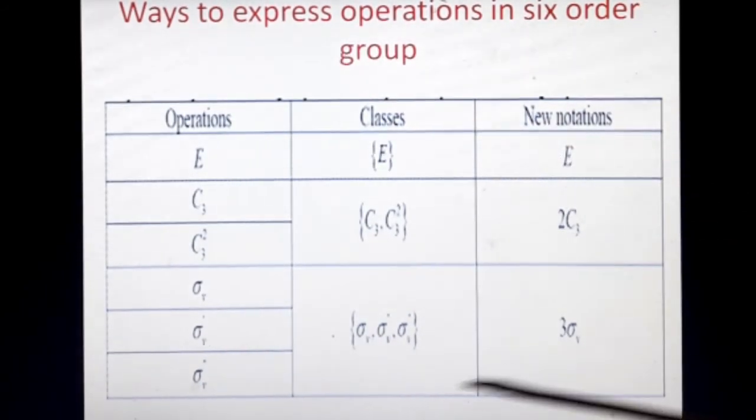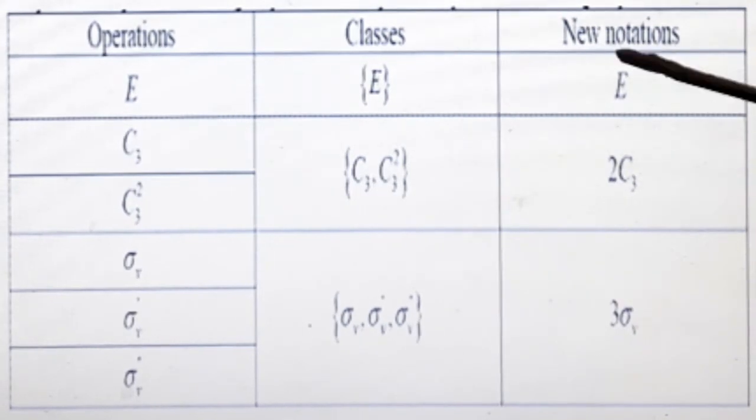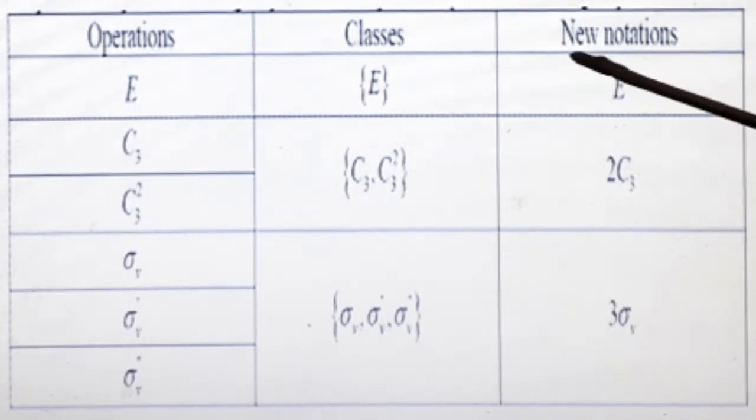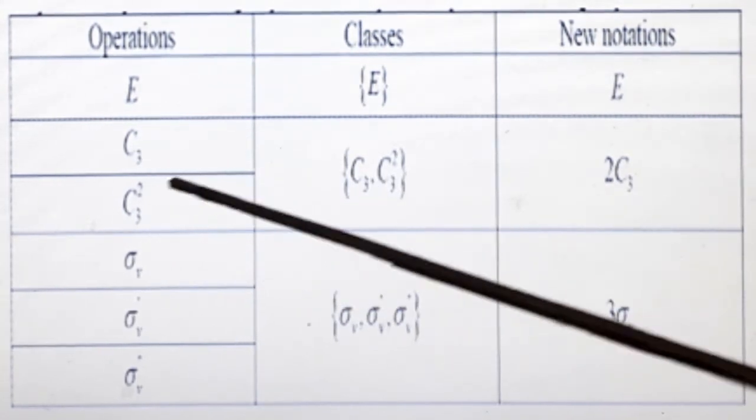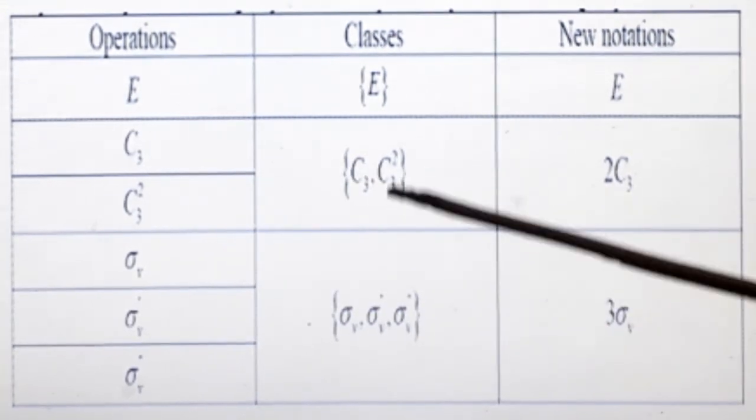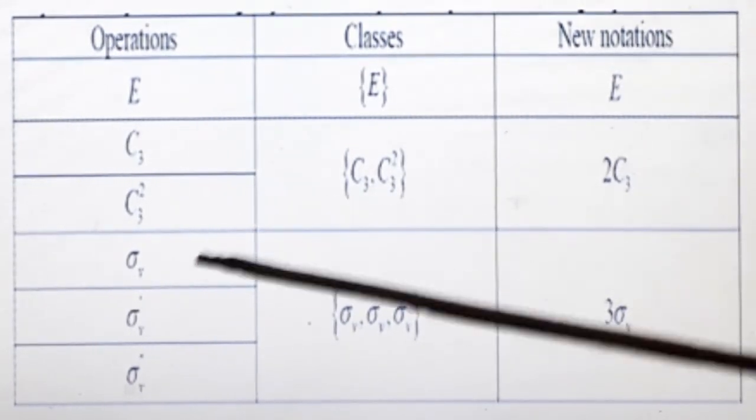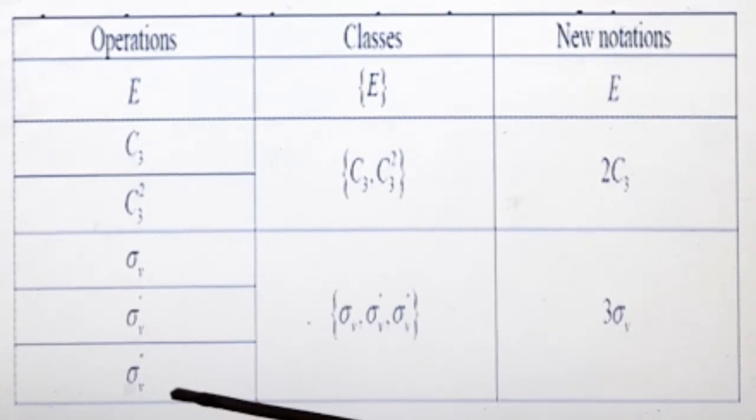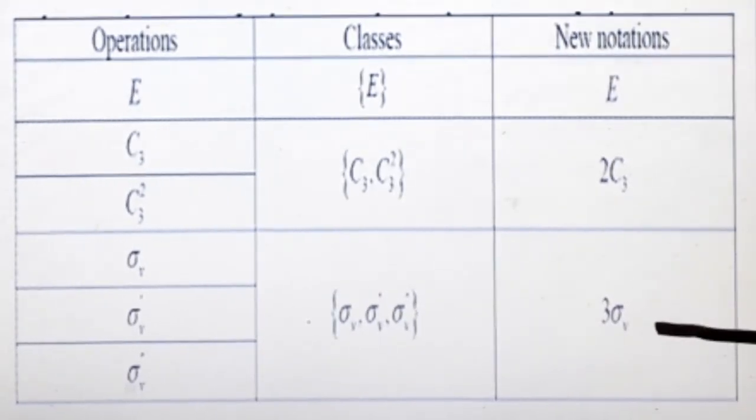So, ways to express the operations: if the E operation is there, it is the E class, a separate class. C3 and C3 squared belong to the same class, and it is denoted by 2C3. And sigma V, sigma V dash and sigma V double dash belong to one class, that is 3 sigma V.